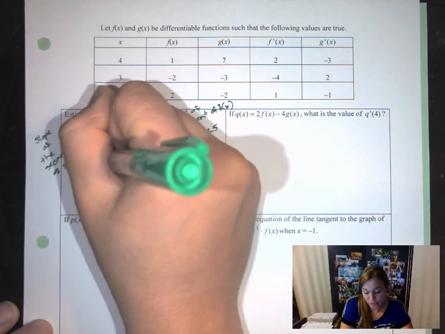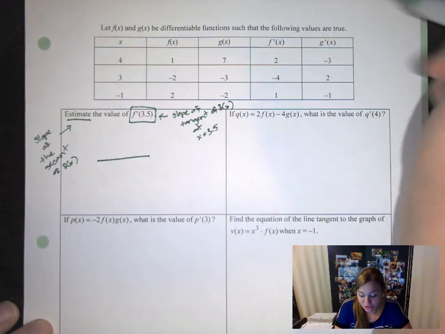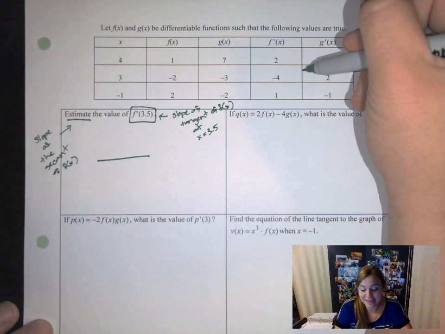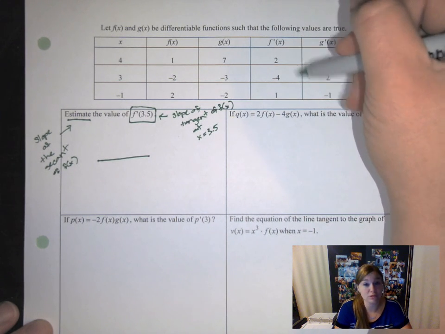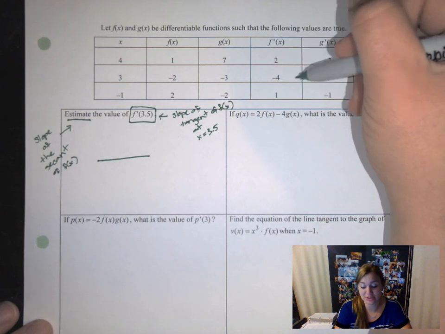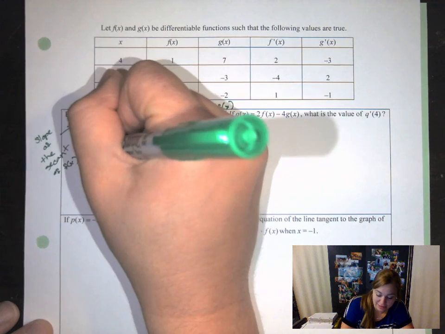So what I'm going to do is find this difference quotient, but I'm going to use f of x. Don't use f prime. Don't say, you know what, I'm going to average these slopes together between 3 and 4. Don't do that. Not okay. Don't just say, I'm going to average these two. It doesn't work out. I'm going to say something close to it.